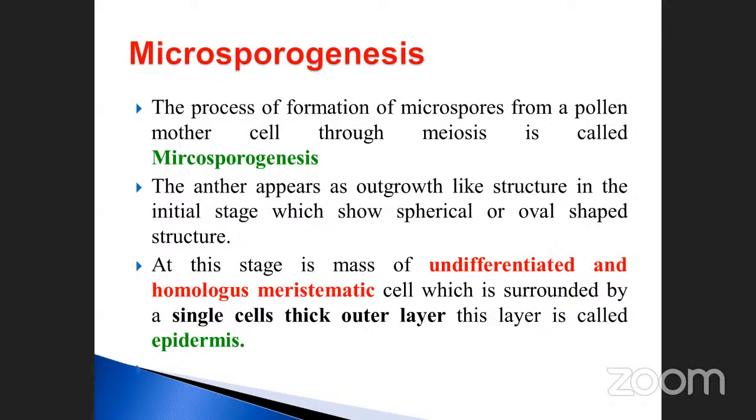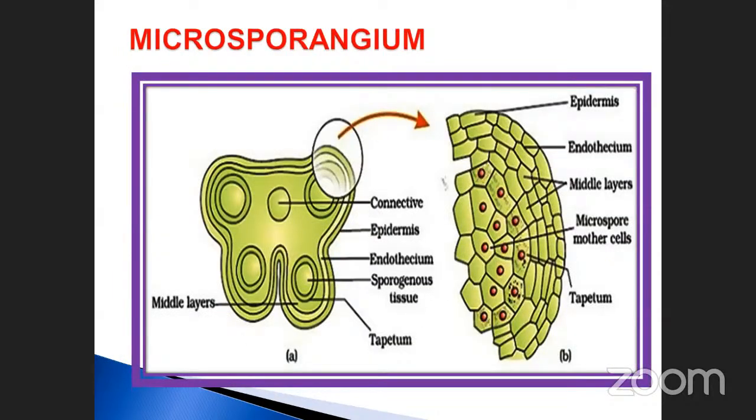Each cell is surrounded by a single cell thick outer layer. This layer is called epidermis. Okay, the outermost layer is called epidermis. It is made up of a single cell thick outer layer. It covers the inner part. Which one do you know? That is the microspore. Okay, see that. So already we saw it.